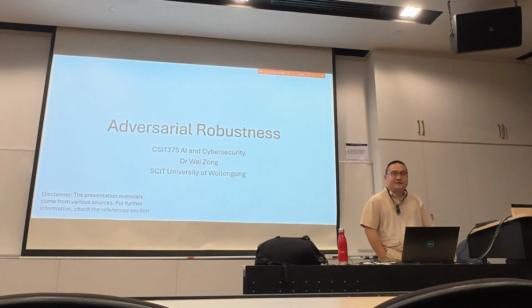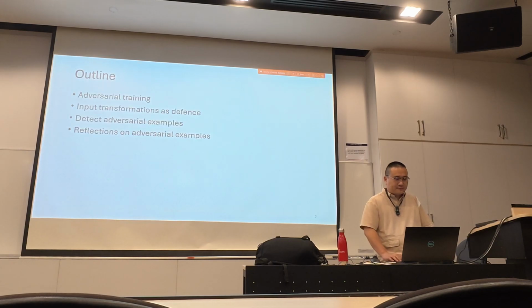After talking about the attacks, naturally the next topic is how to defend against adversarial attacks. Let's talk about adversarial robustness. Here's the outline. We'll talk about adversarial training, and then about using input transformations as defense. Then we'll talk about how to detect adversarial examples. Finally, we'll talk about some reflections on adversarial examples.